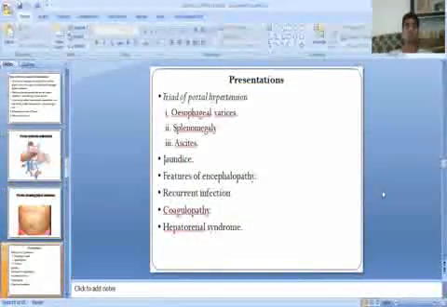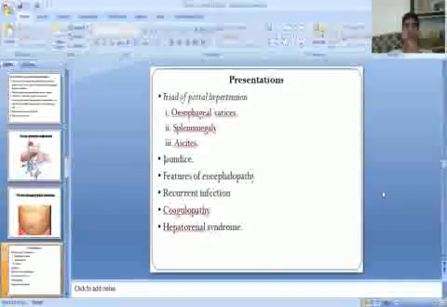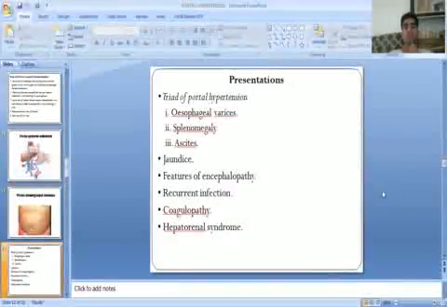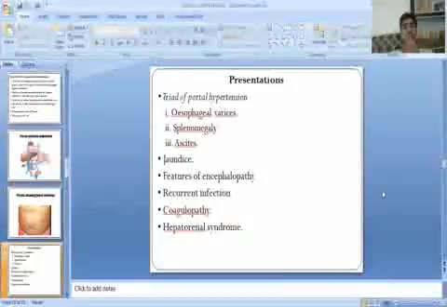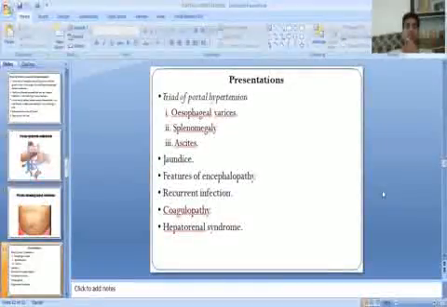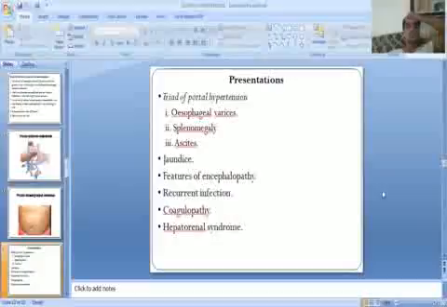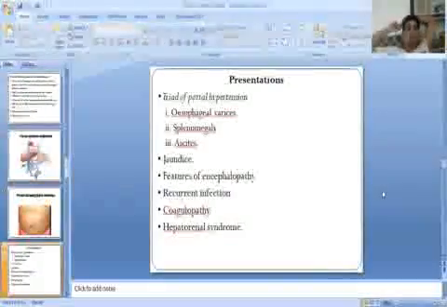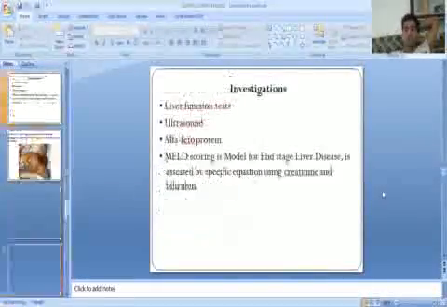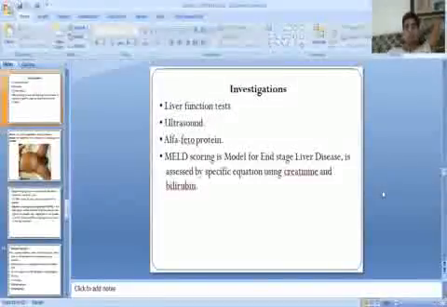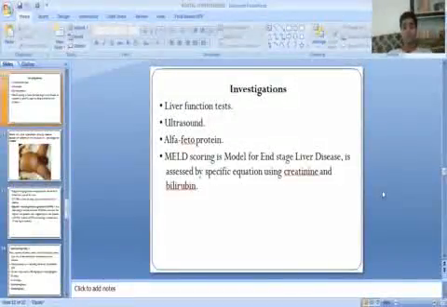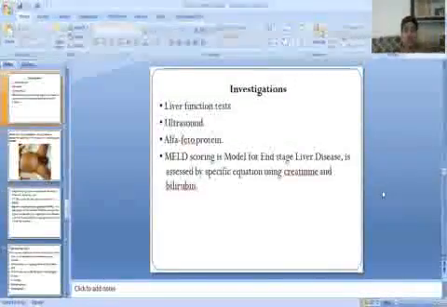Presentation means clinical features. Triad of portal hypertension: esophageal varices, splenomegaly, and ascites. These are the common and main triad of portal hypertension. Jaundice, features of encephalopathy, recurrent infection, coagulopathy, hepatorenal syndrome. Investigations: liver function test, ultrasound, alpha-fetoprotein, MELD scoring.